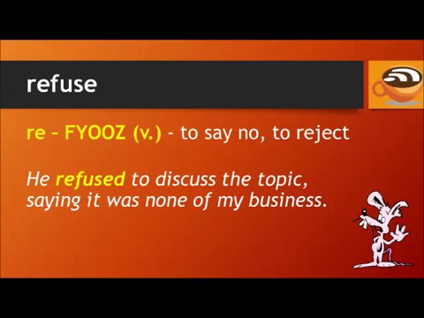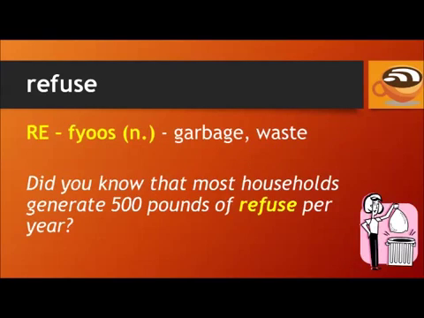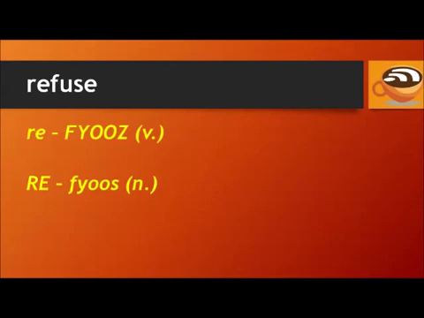Next we have refuse and refuse. Refuse is a verb meaning to say no or to reject something. For example, he refused to discuss the topic, saying it was none of my business. Refuse is a noun meaning garbage or waste. For example, did you know that most households generate 500 pounds of refuse per year? Refuse, refuse.